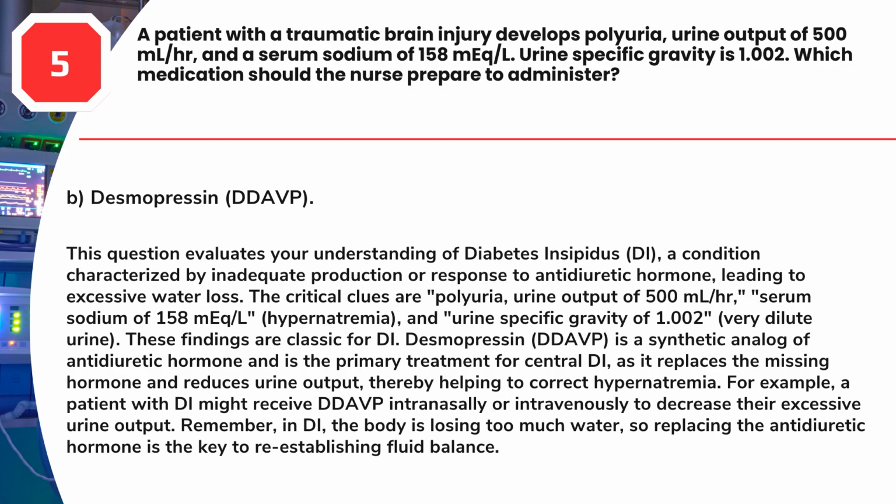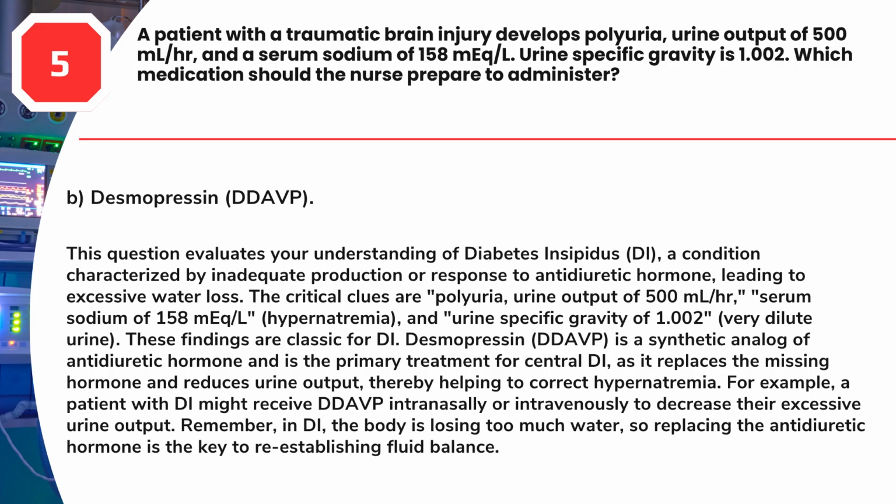Answer, B. Desmopressin, DAP. This question evaluates your understanding of diabetes insipidus, DI, a condition characterized by inadequate production or response to antidiuretic hormone, leading to excessive water loss. The critical clues are polyuria, urine output of 500 ml per hour, serum sodium of 158 milliequivalent/L, hypernatremia, and urine-specific gravity of 1.002, very dilute urine. These findings are classic for DI.